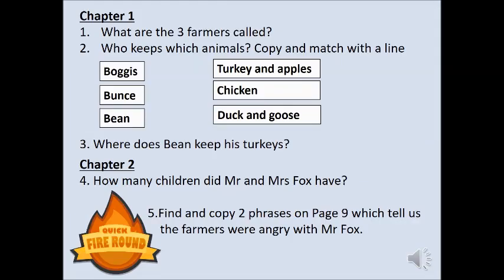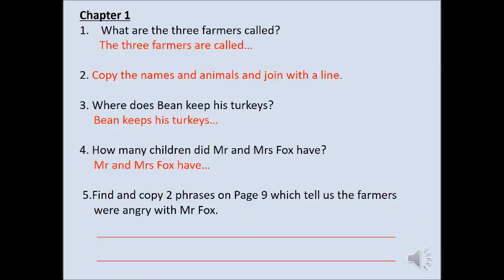Question 1. What are the 3 farmers called? Question 2. Who keeps which animals? So you've got your 3 farmers down the left-hand side. You need to draw a line to the right animal that they keep. Where does Bean keep his turkeys? Then in chapter 2, how many children did Mr. and Mrs. Fox have? And then question 5, find and copy 2 phrases on page 9 which tell us that the farmers agree with Mr. Fox. Okay, so there are your sentence stems. Remember to answer in full sentences. Use the text to help you. Pause the video, and when you've got your answers, press play.